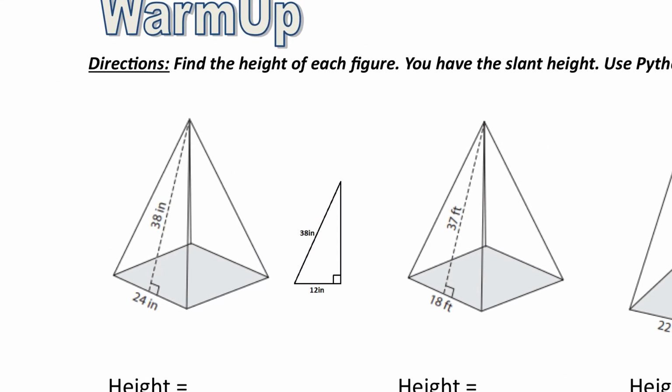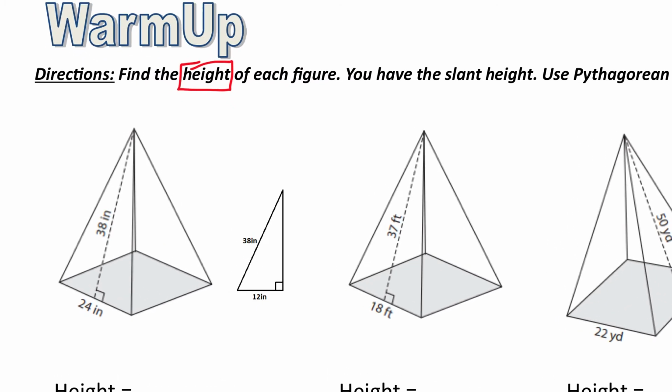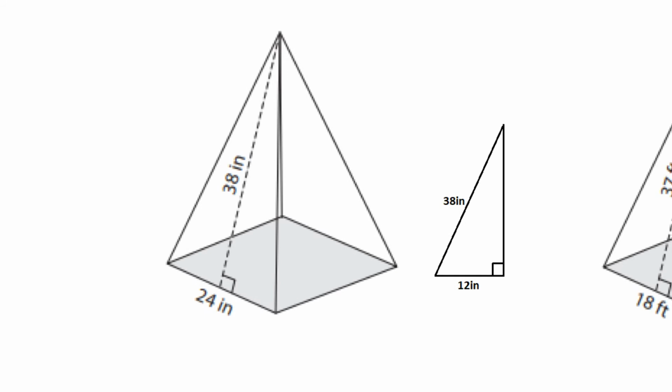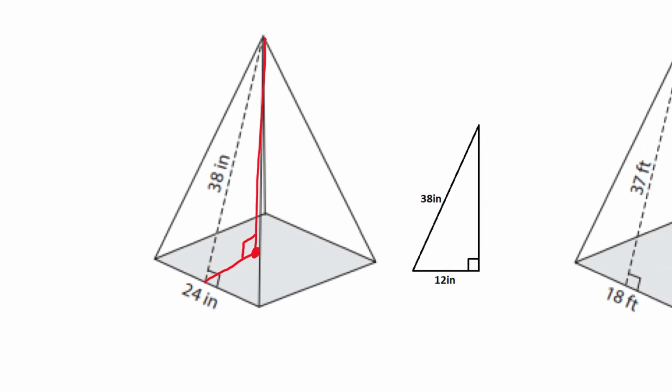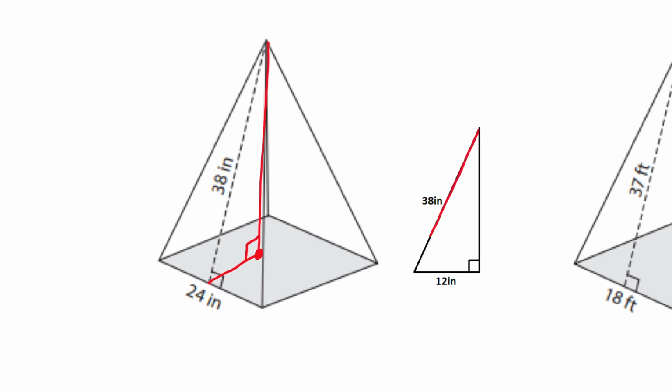We are looking for the height of each one of these pyramids. Okay, it's already given us the slant height on these. So what I'm doing is I'm looking for the height, and it's kind of hard to draw it. If you think about it, if you draw from here to here, you make a right triangle in there, like that. Now this side is 38 because that's the slant height right here.